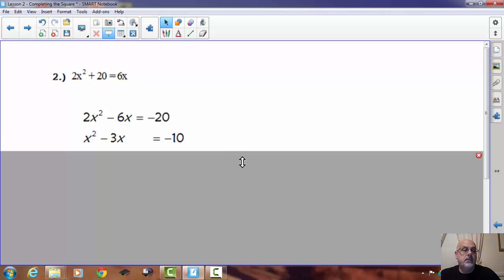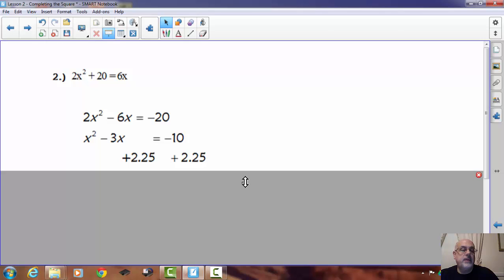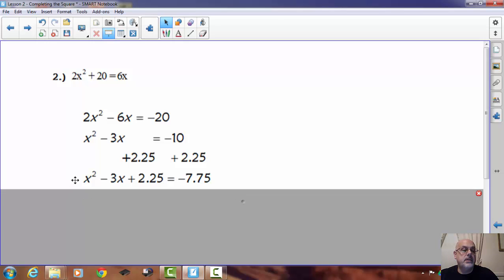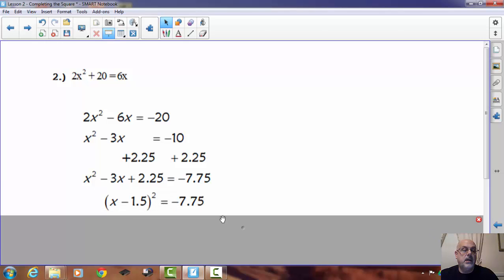So then what do we do? We take the negative 3, divide by 2. That's negative 1.5. And you square that. 1.5 times 1.5 is 2 1/4, 2.25. So you add 2.25 to both sides. So the left side of our equation is x squared minus 3x plus 2.25 equals, on the right side, negative 7.75. The left side will be a perfect square trinomial, and it's x minus 1.5 times x minus 1.5 equals negative 7.75.